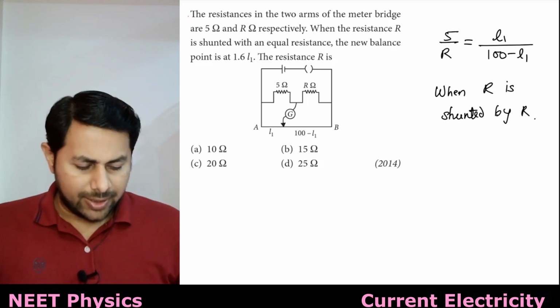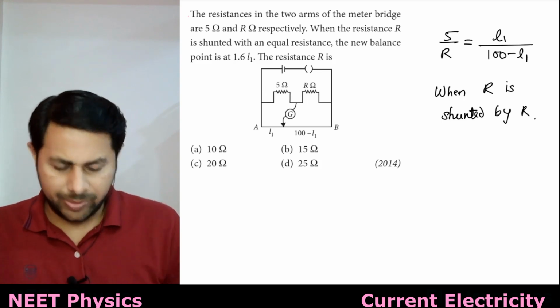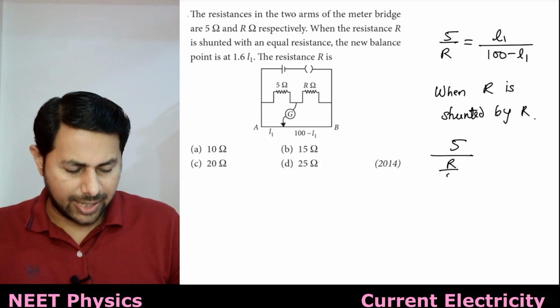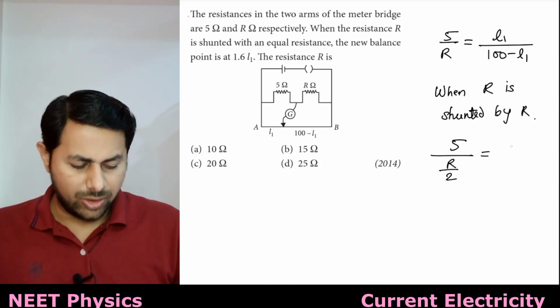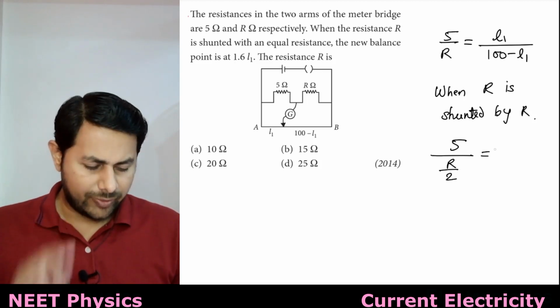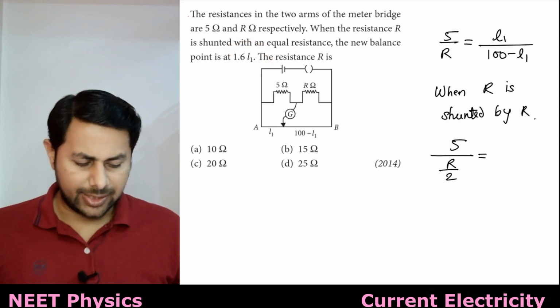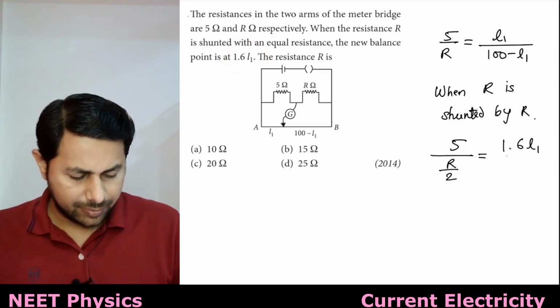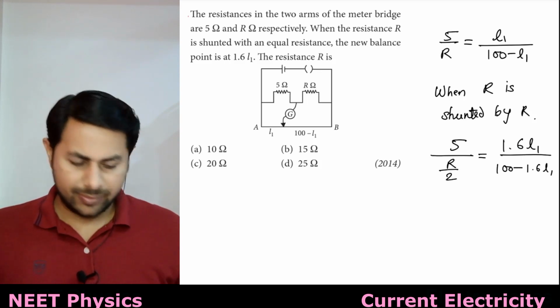If R is shunted by R, then the resistance in the left gap would still be 5, and the resistance in the right gap would be R by 2. Now what's the balancing length? They say the balancing length becomes 1.6 L1. So it is 1.6 L1 divided by 100 minus 1.6 L1, right?